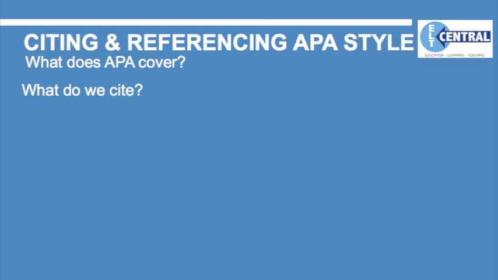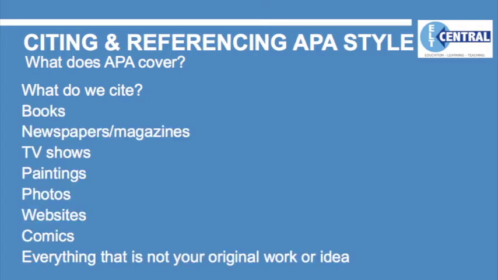Good, thanks for listening to me. What kind of things do we cite? If you've made a list, let's have a look at them. Books, newspapers and magazines, TV shows, paintings, photos, websites, comics. In fact, everything that is not your original work or idea.